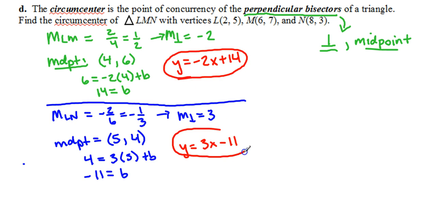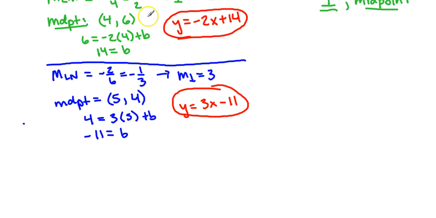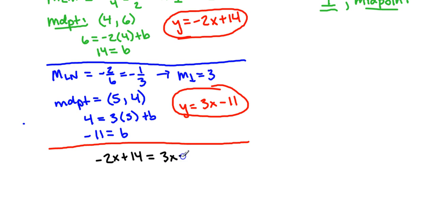I want to find where those two things intersect, so I want to set those equal. So the next thing is to find the point of intersection between negative 2x plus 14 and 3x minus 11. So they intersect where they're equal, set them equal. Go through and solve. We move our 2x over, we end up with 5x over here. Plus 11 is going to give me 25. This is going to work out real nicely. So my x is going to be 5.